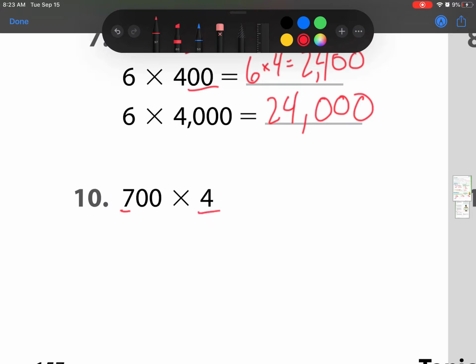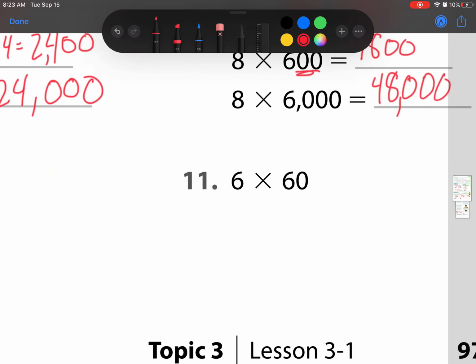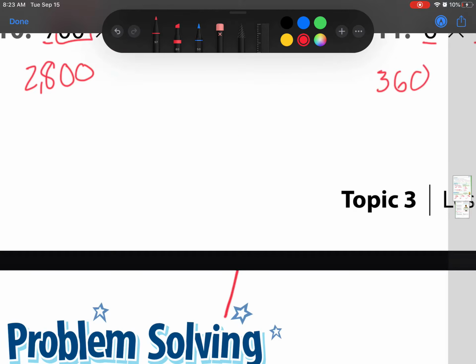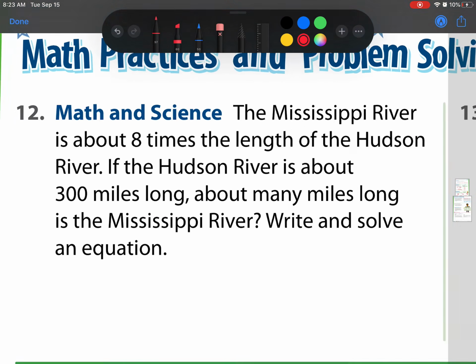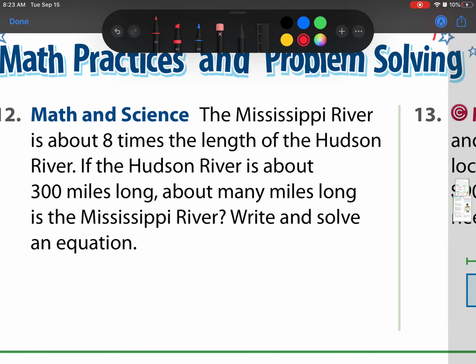Basic math fact is 4 times 7 is 28. And add 2 zeros. So I'm moving it 2 place values, 2,800. And my last one, 6 times 6 is 36, and I'm adding 1 zero on for 360. So that was it for that first page. See how easy it was? So now let's head to our second page, the word problems.